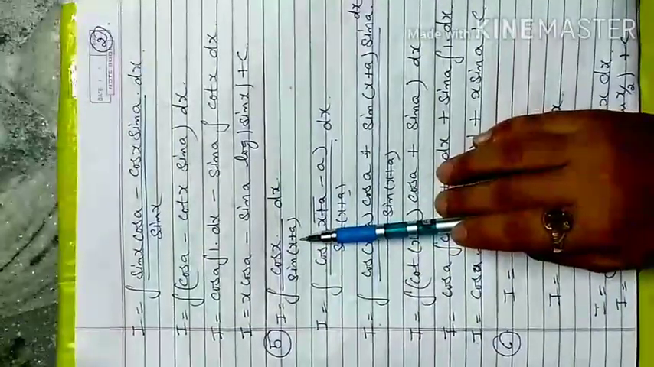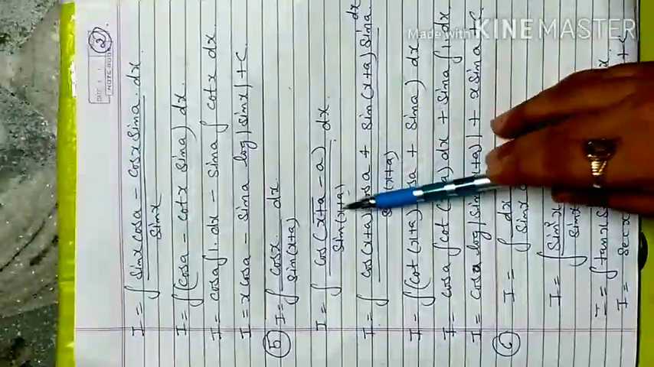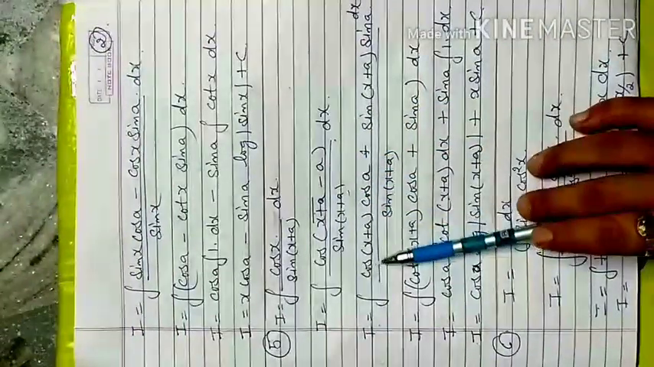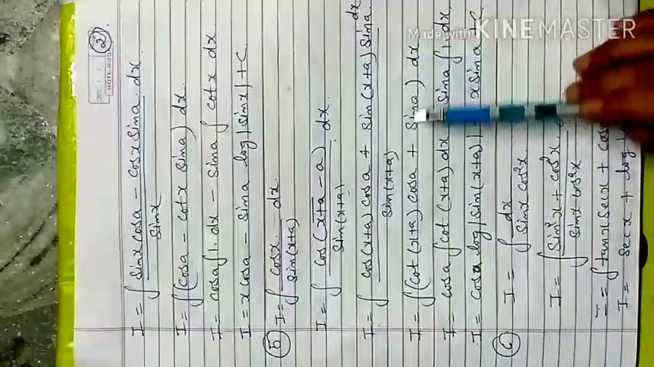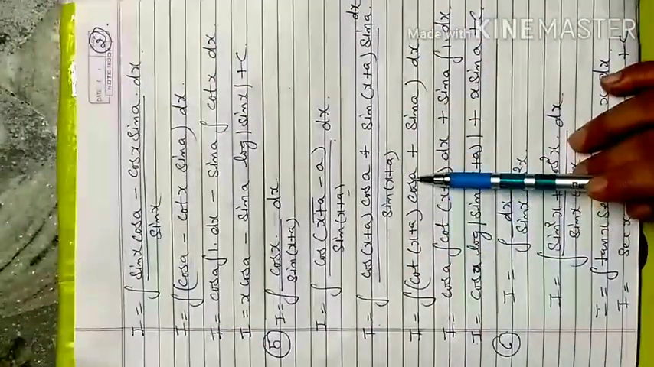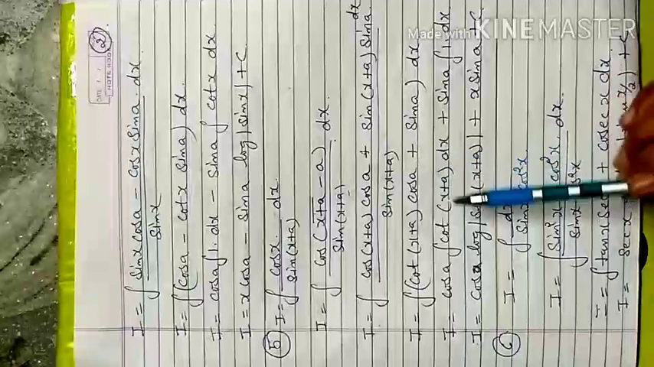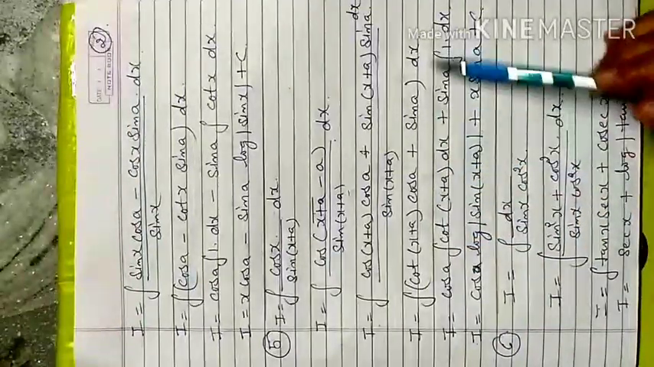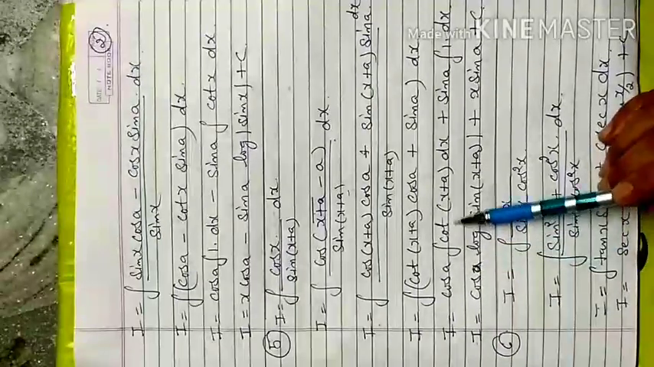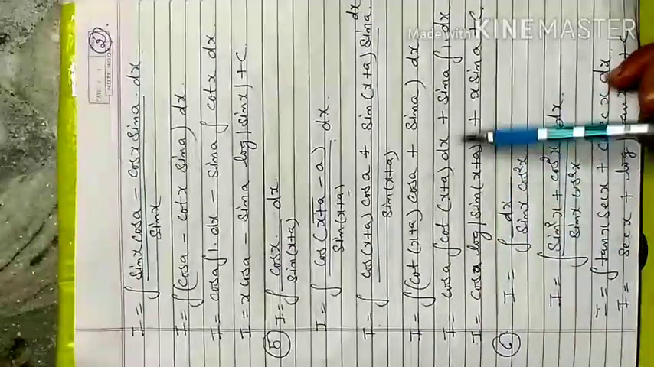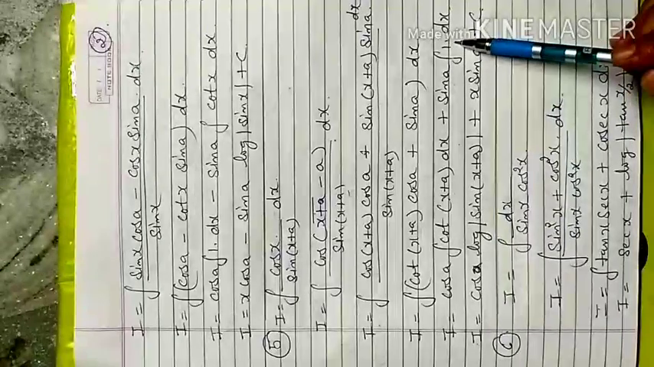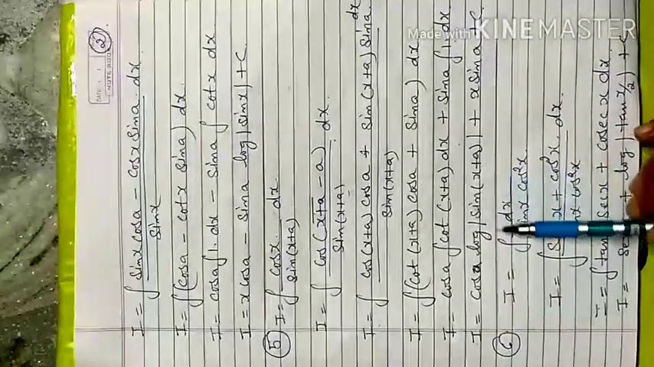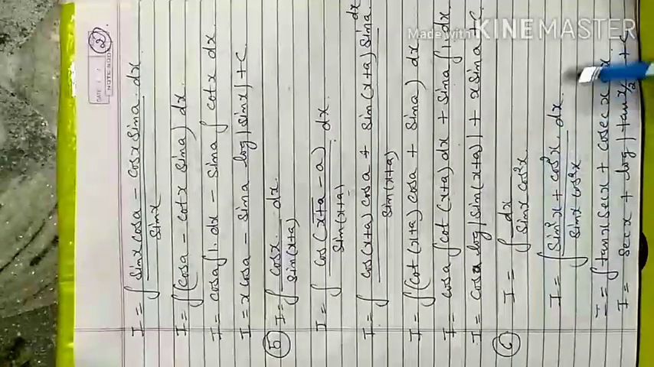Next is cos x by sin x plus a. Now arrange this denominator angle in the numerator, that becomes the cos a minus b formula. Apply cos a minus b, that is cos a cos b plus sin a sin b. So separate the denominator. After separating the denominator, we will get cos a plus sin a cot x plus a dx. Integration of 1 is x, and integration of cot x plus a is log sin x plus a.